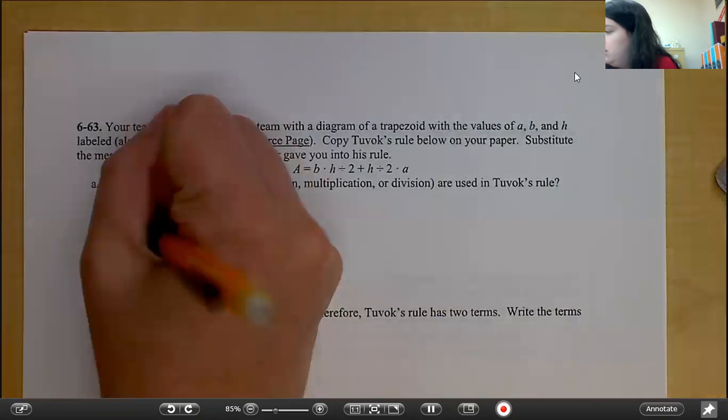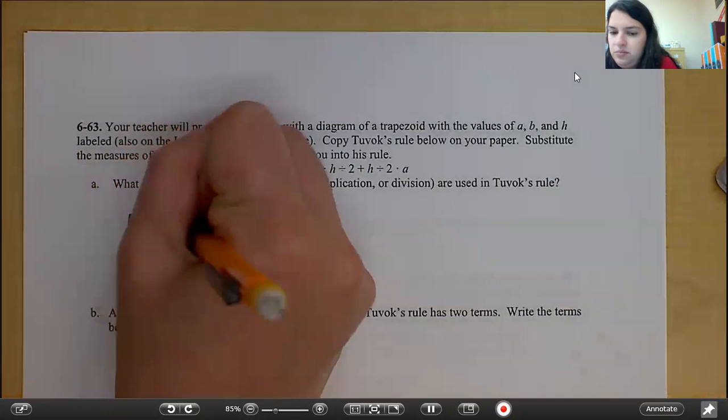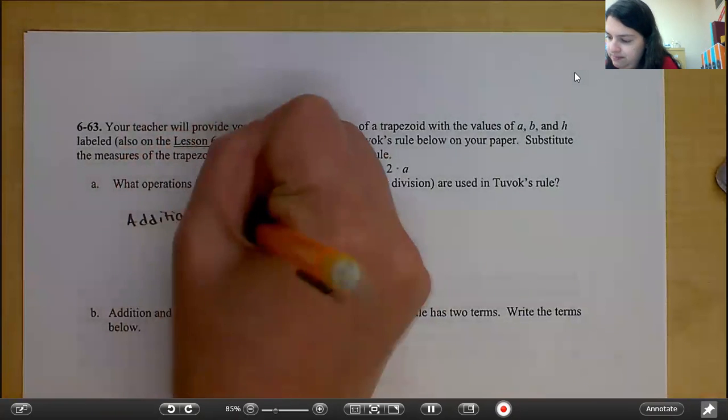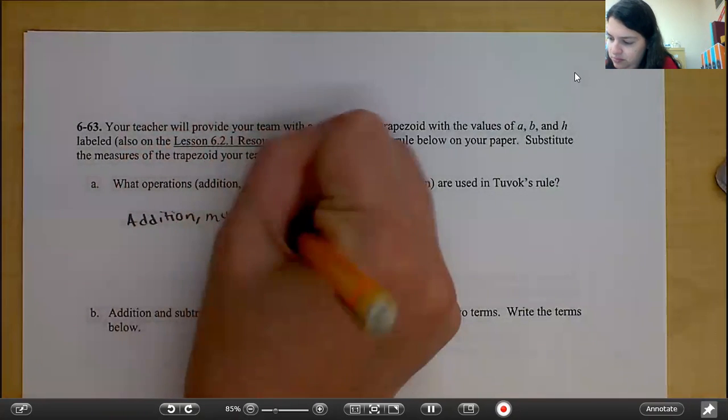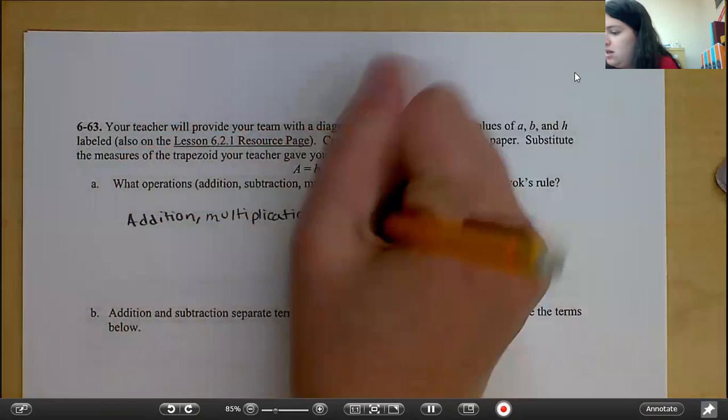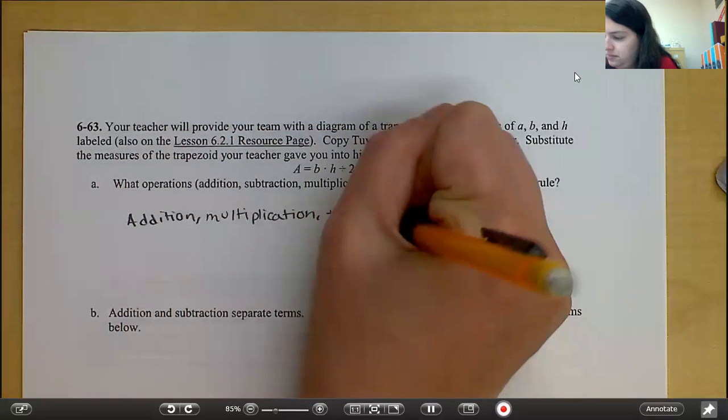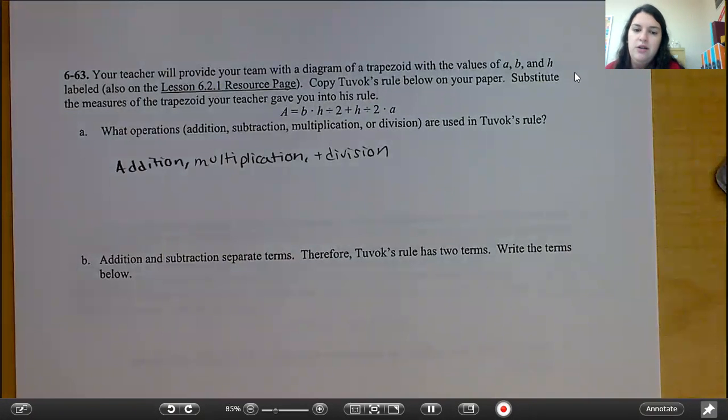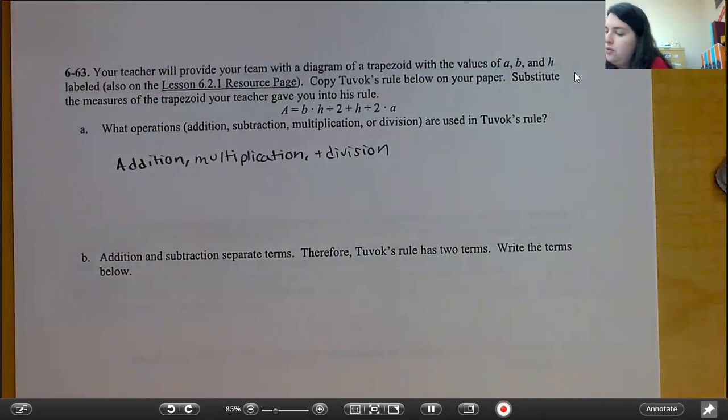You should have said addition, multiplication, and division. B says addition and subtraction separate terms. Therefore, Tovek's rule has 2 terms. Write the terms below. So go ahead and pause the video and write the 2 terms.